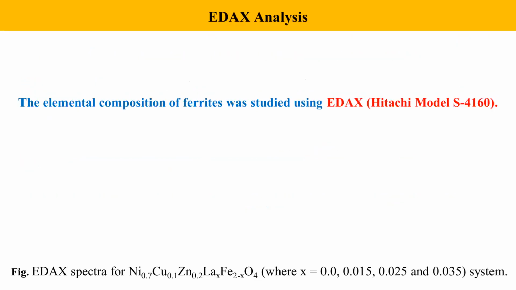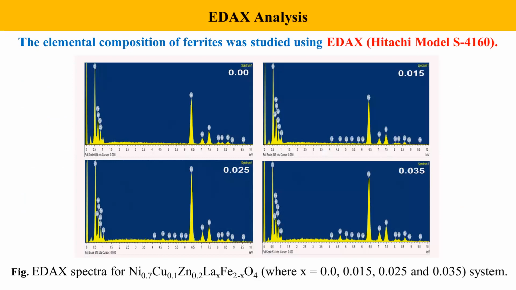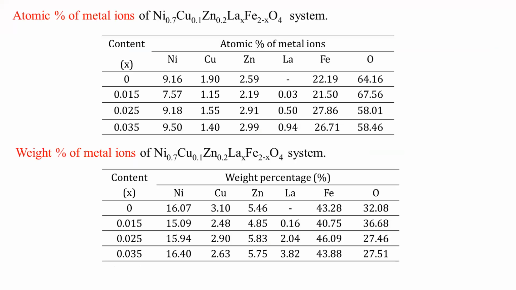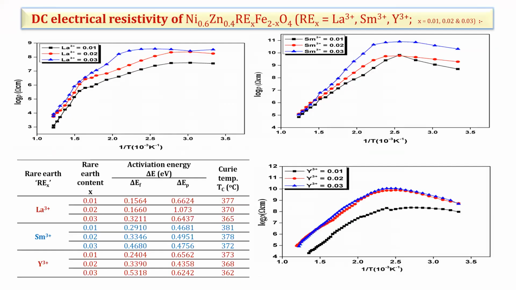Okay. Now EDAX analysis. The presence of peaks like nickel, copper, zinc shows that we have prepared the stoichiometric form of nanoferrites, confirmed from this EDAX. Now this is the atomic percentage and weight percentage of metal ions. This also confirms the well formation of ferrite in the stoichiometric form.